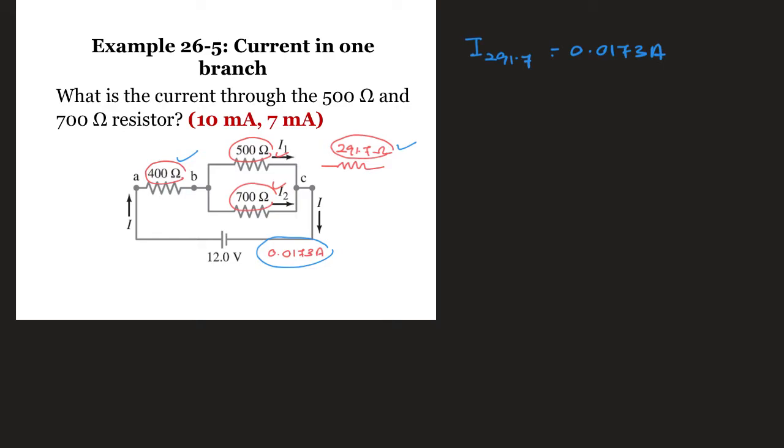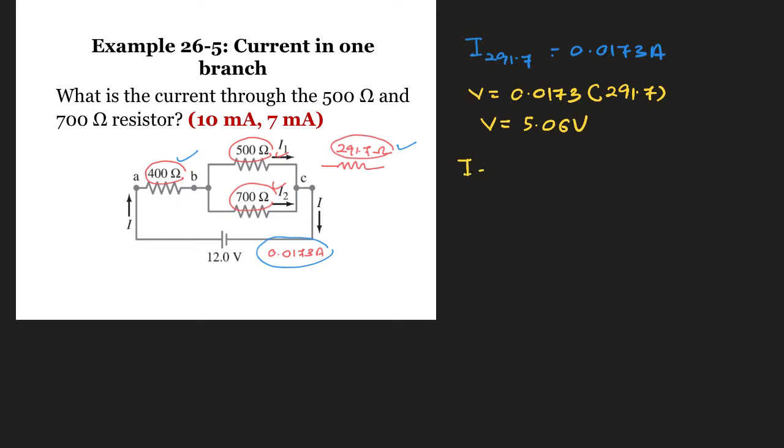Using the concept of Ohm's law, V is going to be equal to IR, so I is 0.0173, and you multiply with the R equivalent of 500 and 700, which is 291.7. So you are going to get 5.06 volt. It means that the voltage at 500 and 700 will have the same value, which is 5.06 volt.